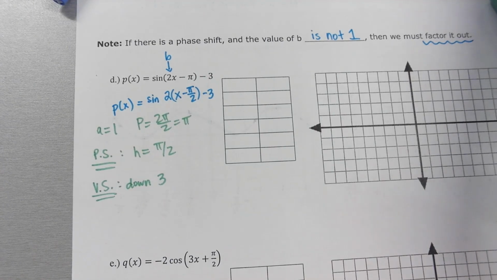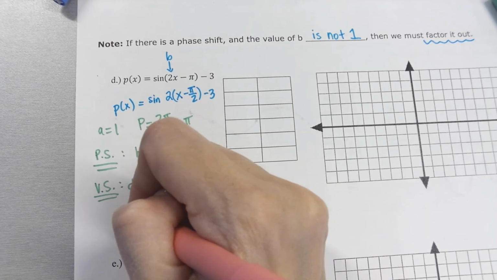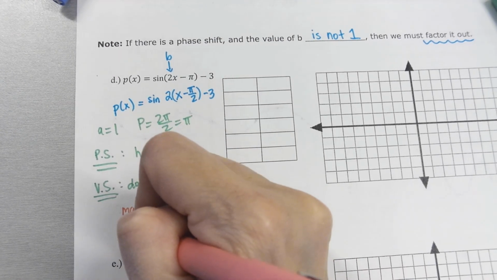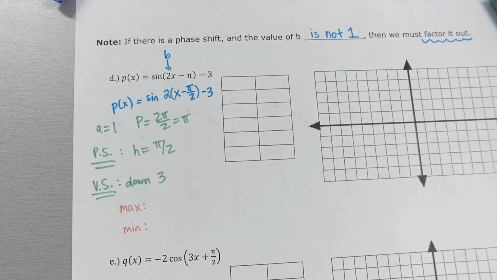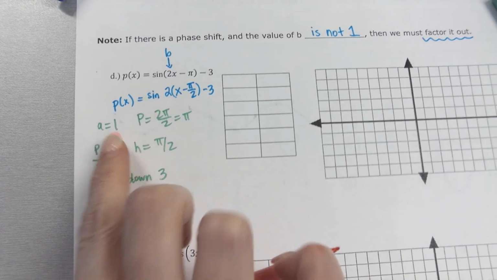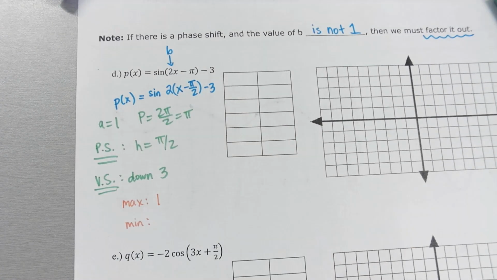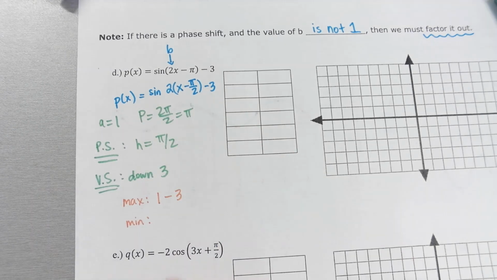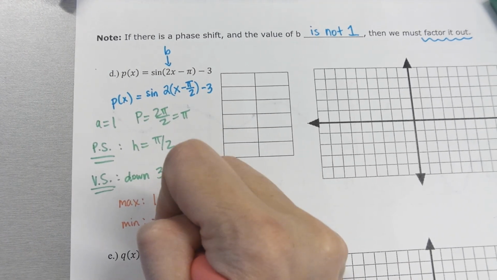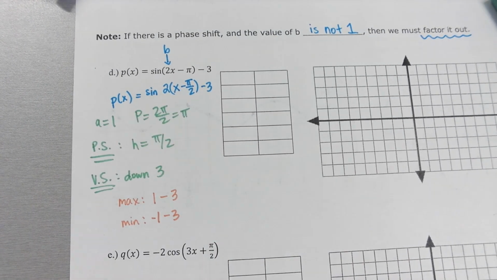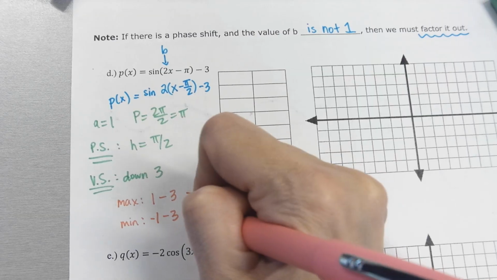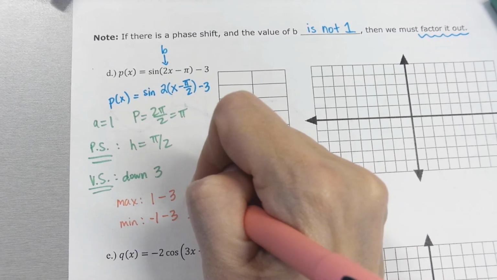And then like I showed you on the last one, I think it's easier to just calculate what your max and your min are. Because you can always do your amplitude and then apply the shift. So your amplitude is 1. So for the max, it's 1 minus 3. For the min, you do the opposite, minus 3. Okay, so our max is negative 2. Our min is negative 4.